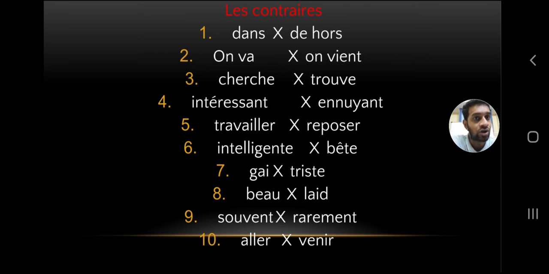The third one, cherche, trouve. Careful, it's not chercher, it's cherche. The verb is conjugated. You can see it's an er ending verb, so it's conjugated either in the first person or the third person. The opposite is the verb trouver. Chercher means to search or to look for, trouver means to find. We'll conjugate the same way for the first person or the third person. Cherche, trouve.